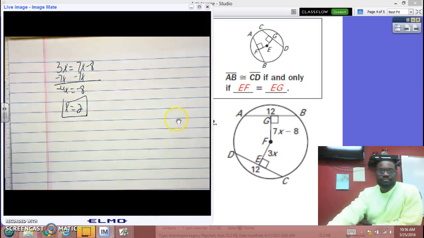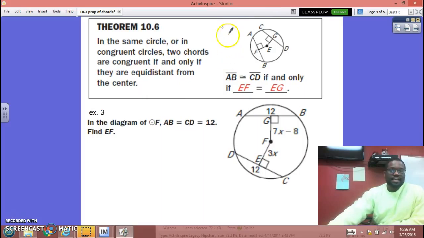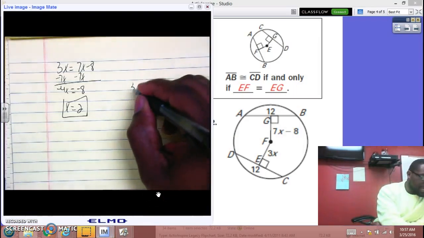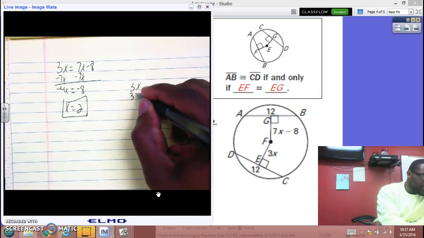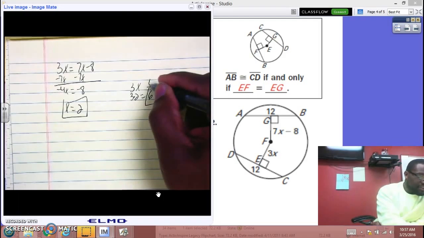Okay? Now, is that my answer? Well, it wants us to find EF. So EF has to be 6. So I take 3x, substitute 2 in for that, and that's what EF equals.